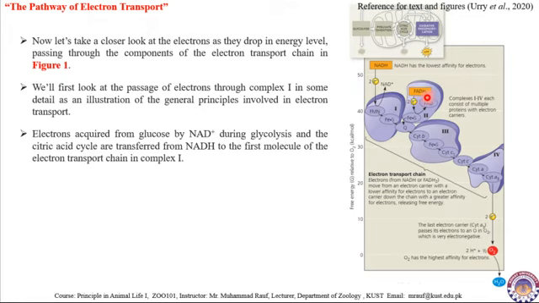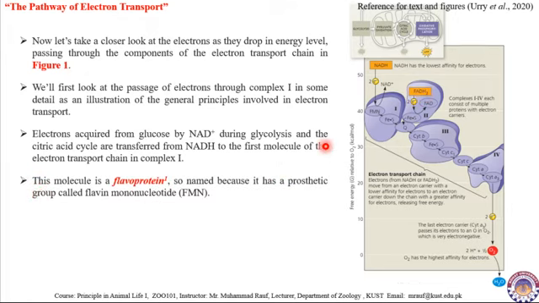So remember that NADH delivers its electrons to complex 1, whereas FADH2 bypasses the first complex and delivers electrons to complex 2. NADH, complex 1, and FADH2, complex 2. So that's why when NADH is a source of electrons, more ATPs are produced as compared to FADH2.